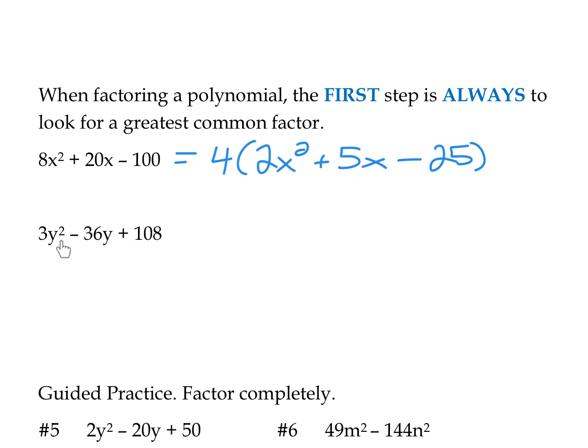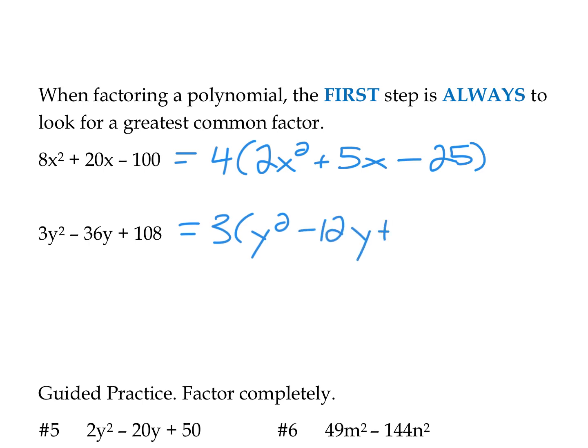Right? Look at here, let's find a greatest common factor of 3y squared minus 36y plus 108. So if we're going to find a greatest common factor here, it's 3. And then we're going to have y squared. 3 times 1 would give me 3. I don't have to write the 1 in front of the y squared. If you do, it's not wrong. You don't need to. Minus 12y.